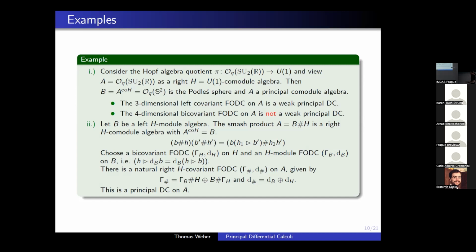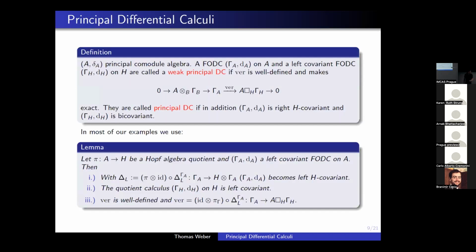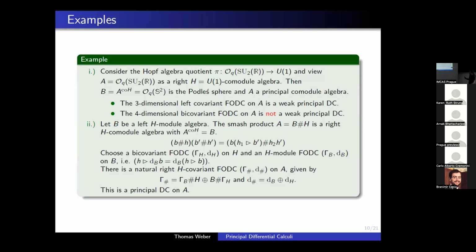So now you have different calculi you can start with on A. We can take the 3D left covariant calculus on A. Using the previous lemma that I showed you, you can actually show this gives you a weak principal differential calculus, meaning you have the short exact sequence. But as we saw in the definition of principal differential calculus, we would actually need a right covariant calculus on A and a bi-covariant calculus on H, while here we just have a left covariant calculus on A and a left covariant calculus on H. So it's close, but it only fits the definition of a weak principal differential calculus.